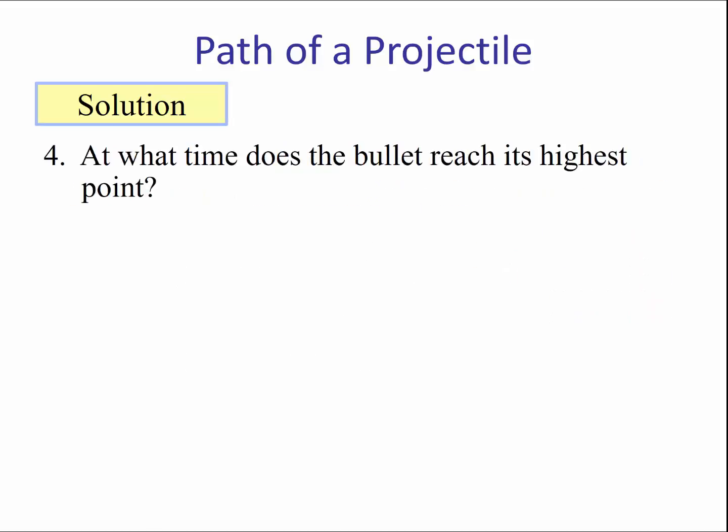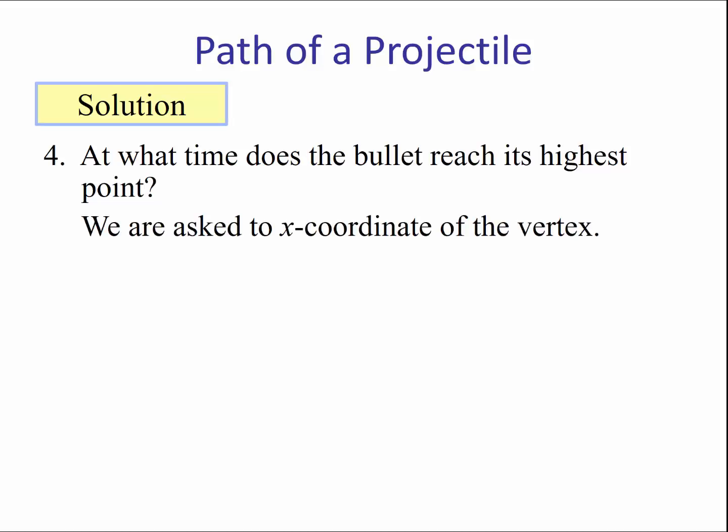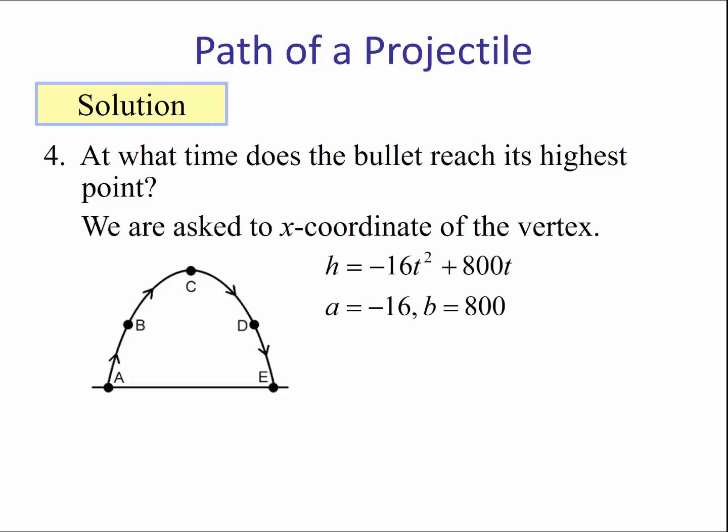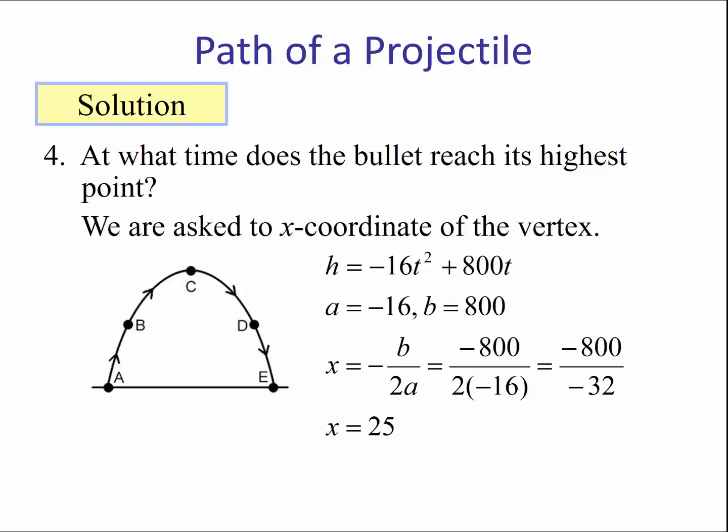Number 4, what time does the bullet reach its highest point? Whenever we see find the highest, or find the maximum, or find the lowest, or find the minimum, that is to tell you to find the vertex. Because we are wanting to find the time, that is the x coordinate of the vertex. So we know that a is negative 16 and b is 800, so using the axis of symmetry formula, negative b divided by 2a, we have negative 800 divided by 2 times negative 16. Negative divided by negative is positive. We see that x is 25. So at 25 seconds, the bullet reaches the highest point.